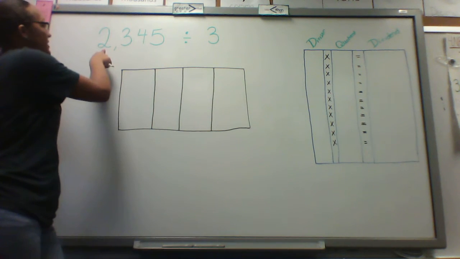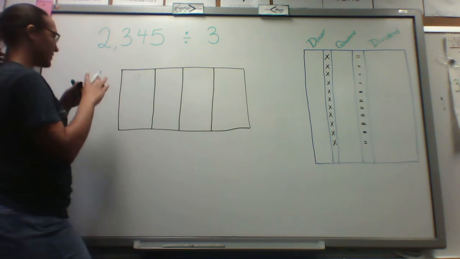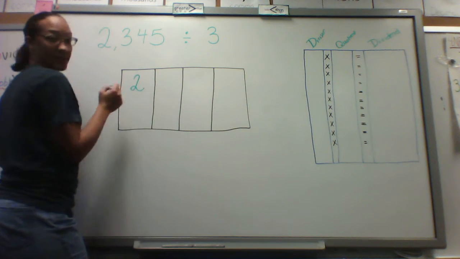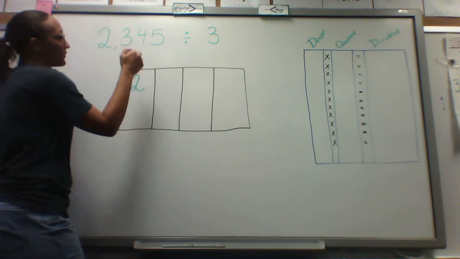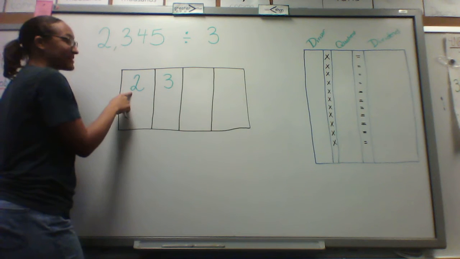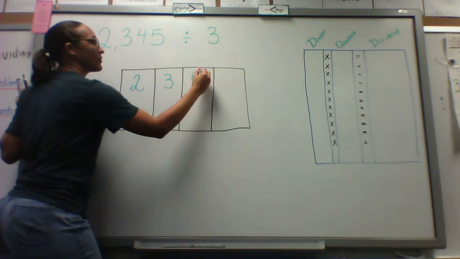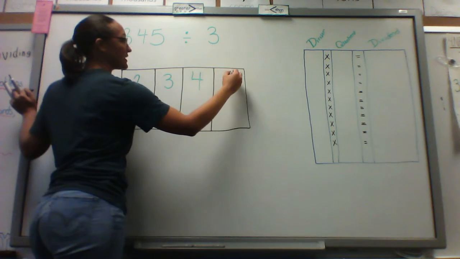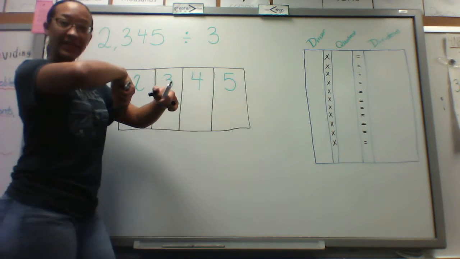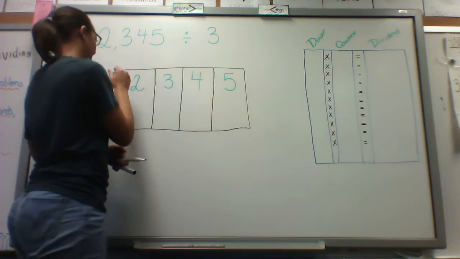Okay, so my first digit is 2. I'm going to put 2 right here on the inside. Let me get a better marker that actually shows up. Okay, my next digit is 3. My thousands digit is 2. My hundreds digit is 3. My tens digit is 4. And this last, my ones digit is 5. And now this is my dividend because it goes on the inside. And this right here, that will be my divisor because it goes on the outside.